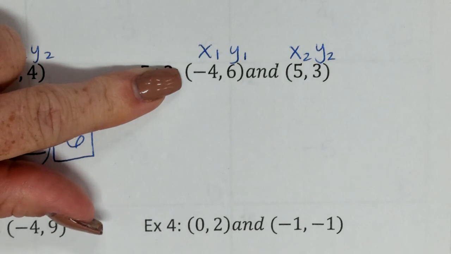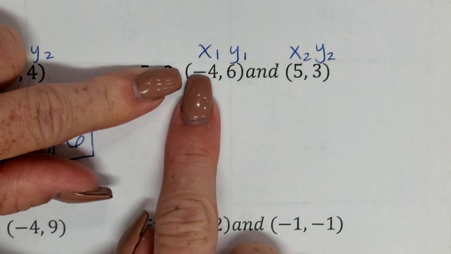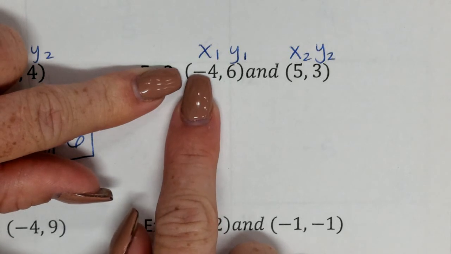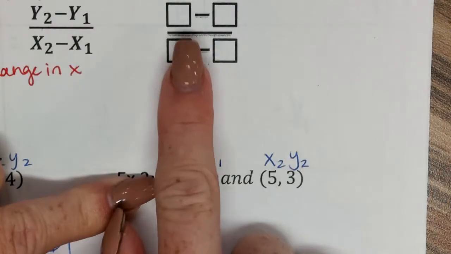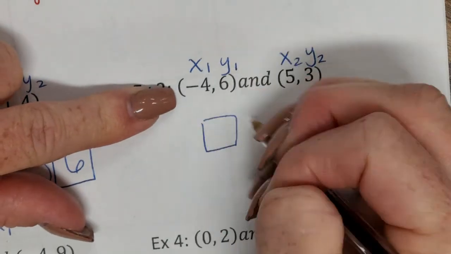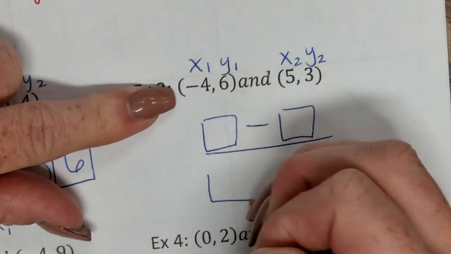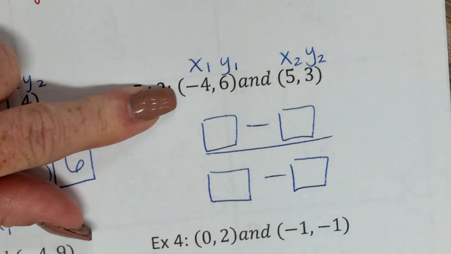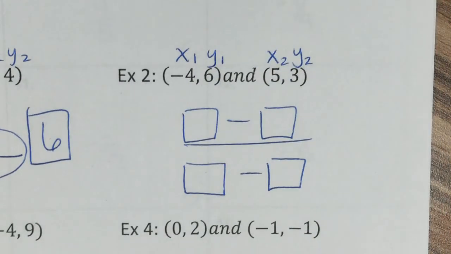Now, a lot of people will miss all this because they think that this negative is the subtraction sign. So to help you fix that, we're going to set up boxes. Box minus box over box minus box. All I did was draw this picture. So everybody draw it.